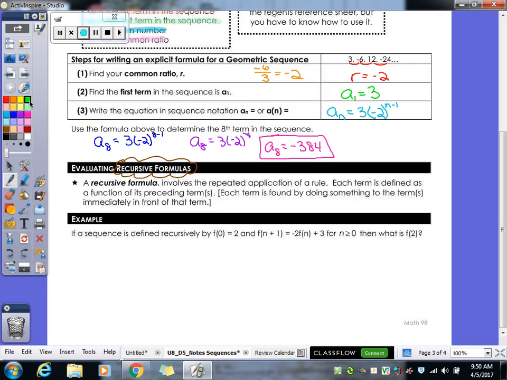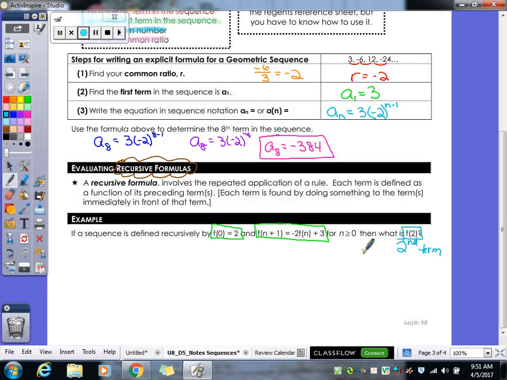So our notation for our recursive formula, that's what the tricky part actually is. So we have down here, if a sequence is defined by this, and there are 2 parts to it, they want to know what is f of 2. F of 2 means which term am I looking for? I'm looking for my 2nd term. F of 2 means I'm looking for my 2nd term.